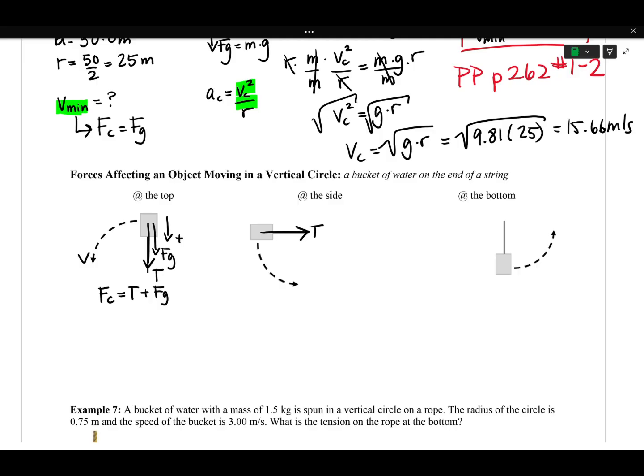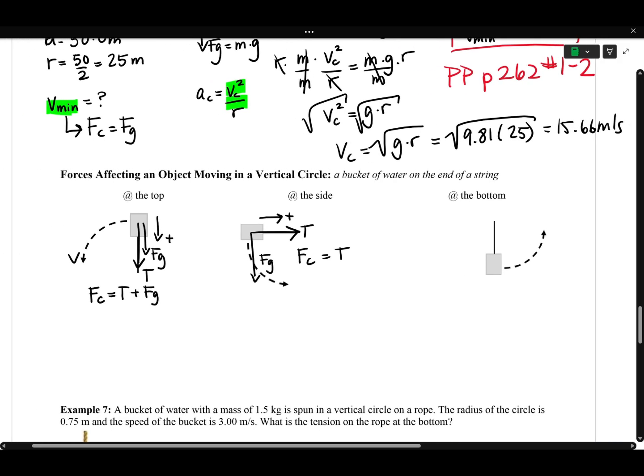Okay, if we take a look at now the bucket on its side, the only force acting to the center is now tension. The force of gravity is acting perpendicular, so the force of gravity is no longer a centripetal force. The only centripetal force we have is tension. And again, we always make to the center positive. So the force of gravity is not going to play any role in keeping the object on that circular pathway.